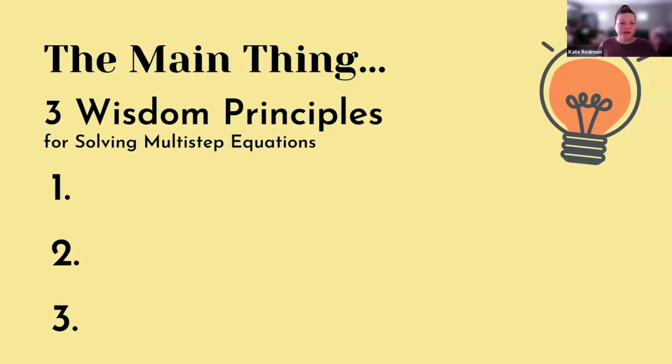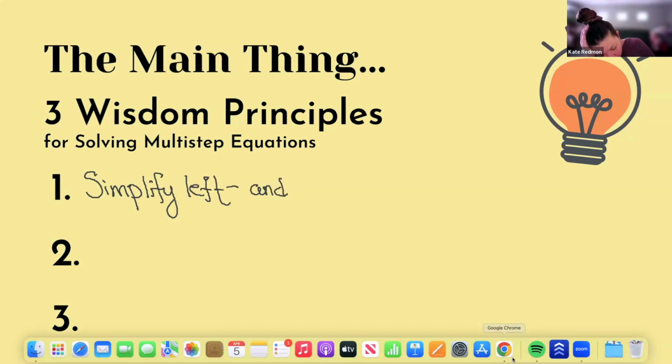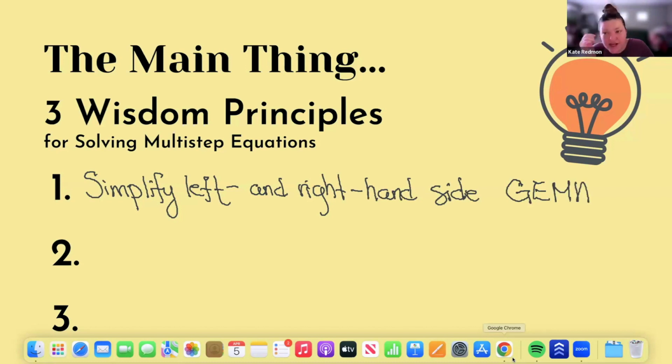The first wisdom principle is simplifying. Little Miss GEMA, bust her out first. Goodness, if we can make something simpler, let's do it. So we are going to simplify the expressions if possible. Now remember where the expressions are. We've got an expression on either side of an equal sign. So if we can simplify the left or the right-hand side, or sometimes both, let's do it. That's little Miss GEMA, who does what she's told and stays on her side of the fence.